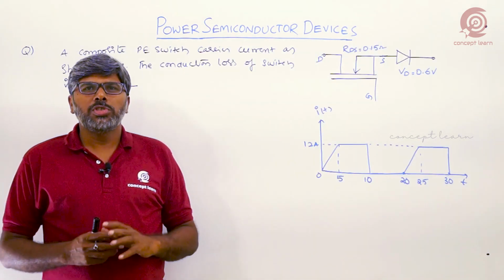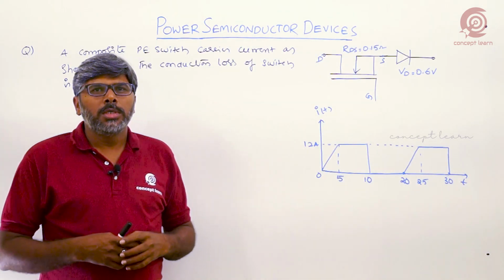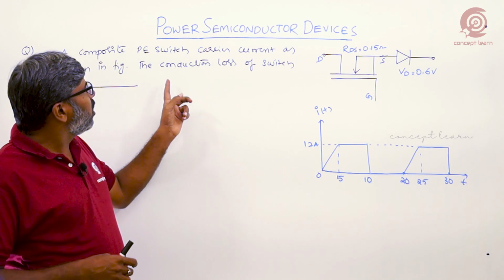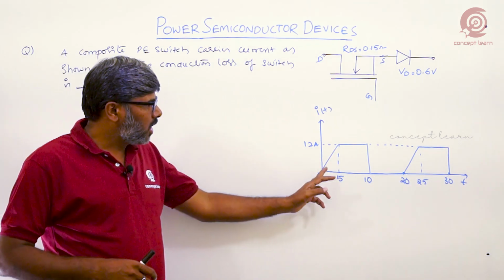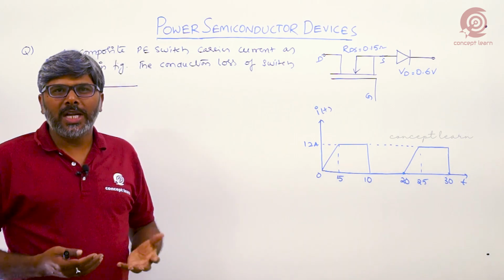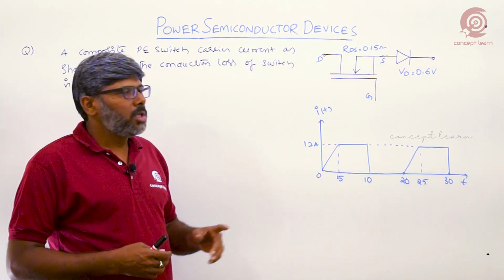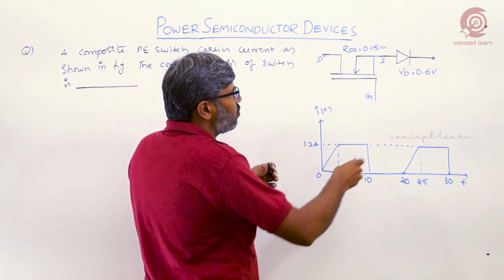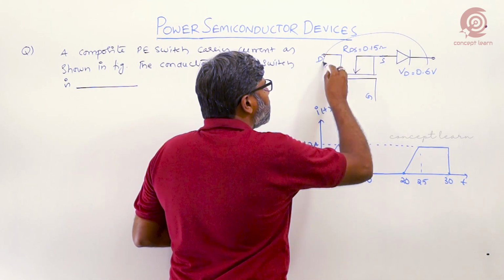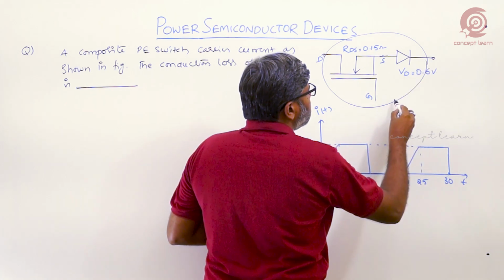So this is another question on the third model. A composite power electronic switch carries current as shown in the figure. This is the current variation. Then what is the conduction loss of the composite switch? So what is the composite switch? Combined, we can call it a switch. This is one switch.